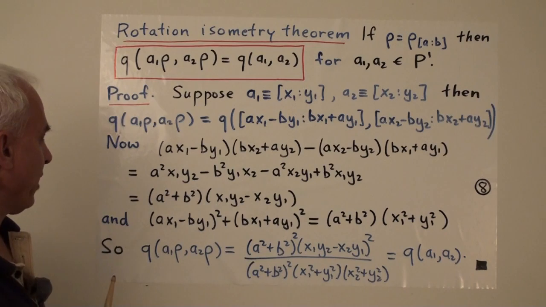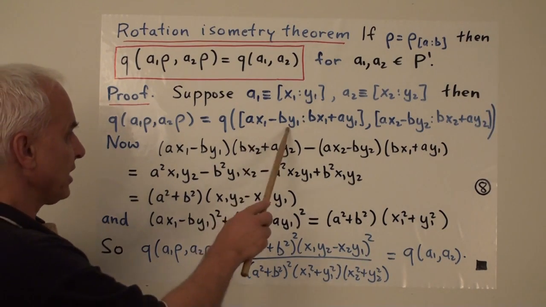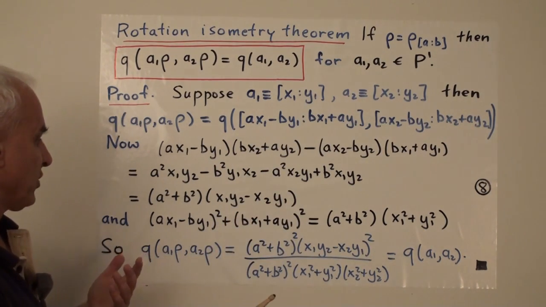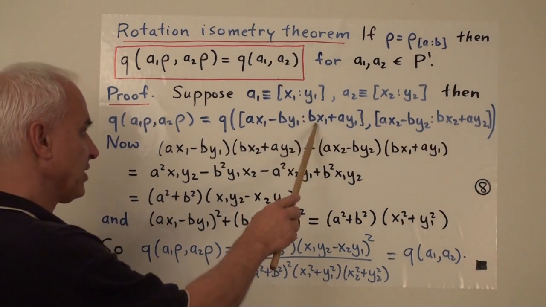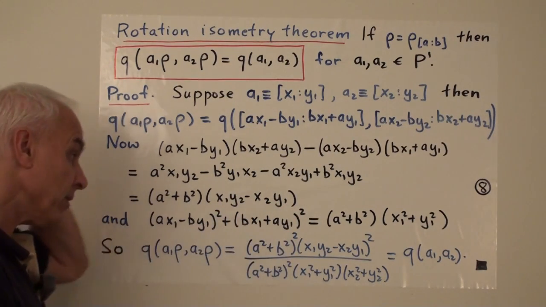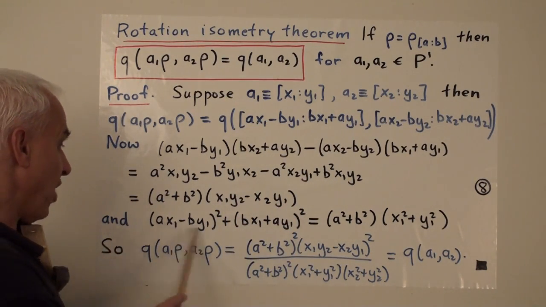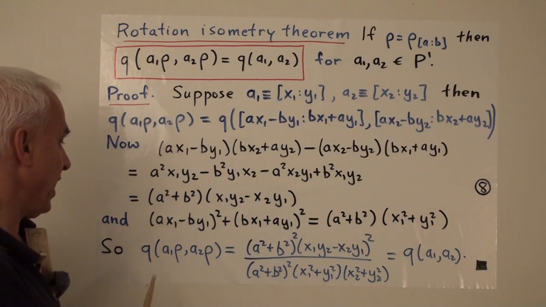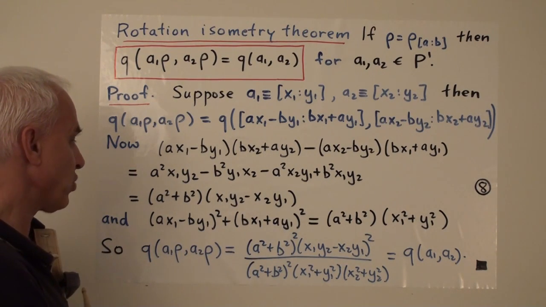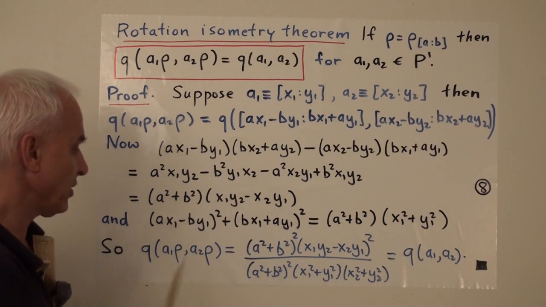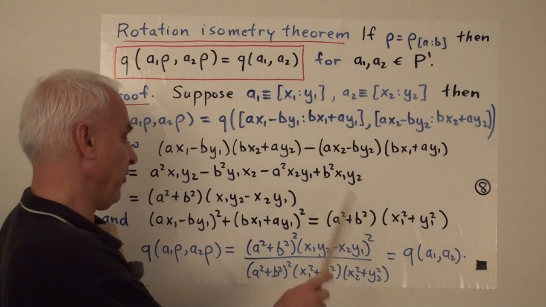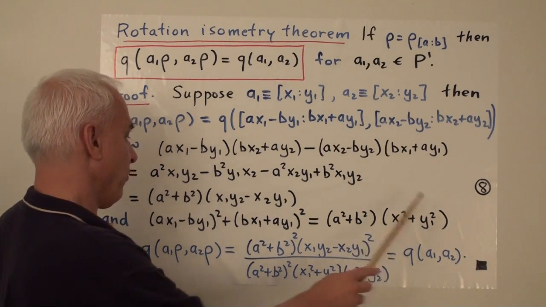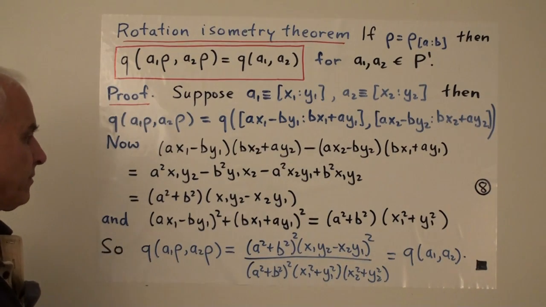Okay, what about the denominator? Well, we have to take this thing squared plus this thing squared. That's one of the factors. Let's see what that looks like. If we take this thing squared plus this thing squared, well, again, the cross terms cancel, and we get a squared x1 squared, and there's an a squared y1 squared here, so this thing factors as a squared plus b squared, x1 squared plus y1 squared.